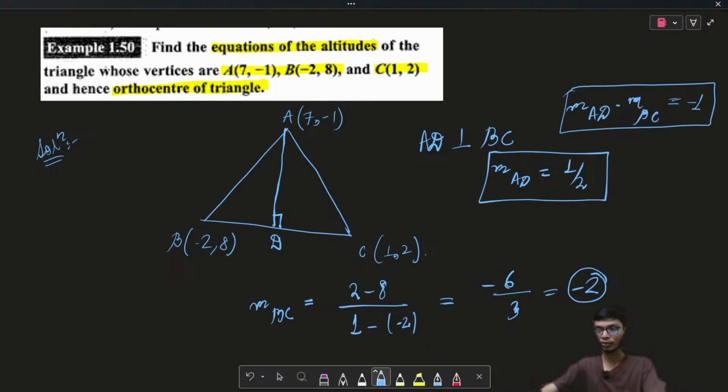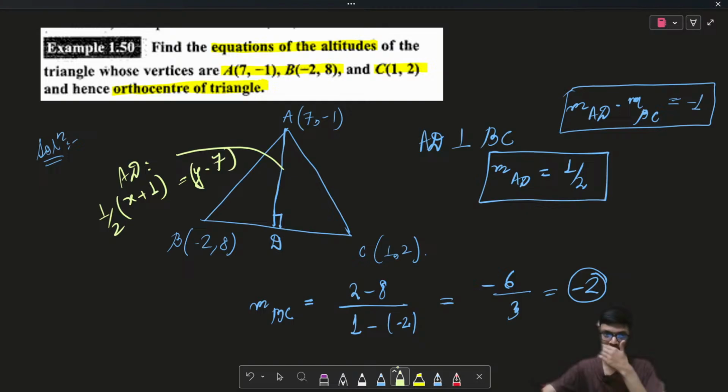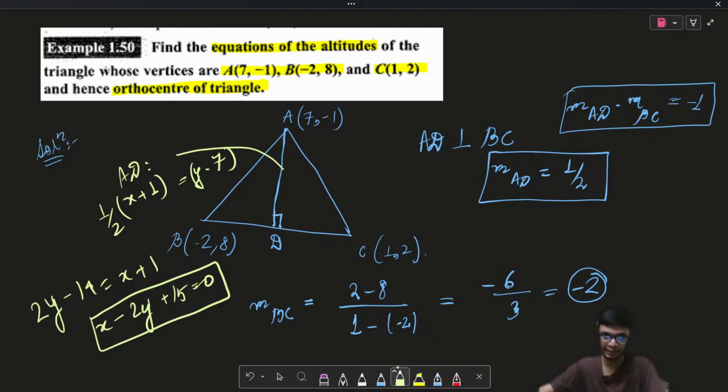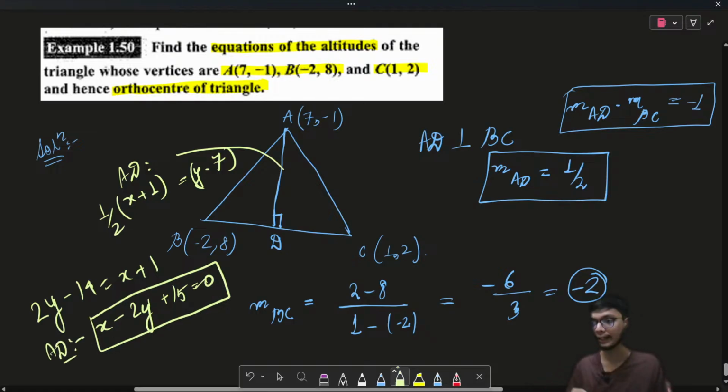From here I will get the slope of the line AD. Once I obtain the slope of the line AD, I can easily formulate the equation of the line AD, that is going to come out as x minus 1 multiplied with the slope, that is half, is equal to y minus 7. So this is the equation of the line AD, which I can write as 2y minus 14 is equal to x plus 1, and with that I will get x minus 2y plus 15 is equal to 0. So that is the equation of the line AD.